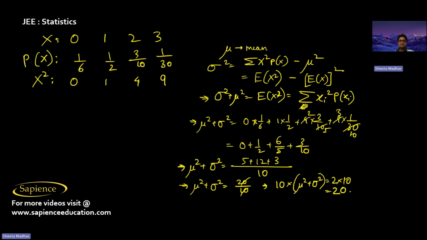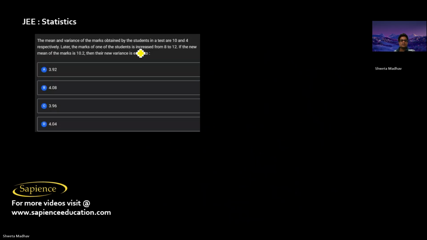Then here it is told the mean and the variance of the marks obtained by the students on a test are 10 and 4 respectively, and that the marks of one of the students is increased from 8 to 12. If the new mean of the marks is 10.2, then the new variance is equal to.